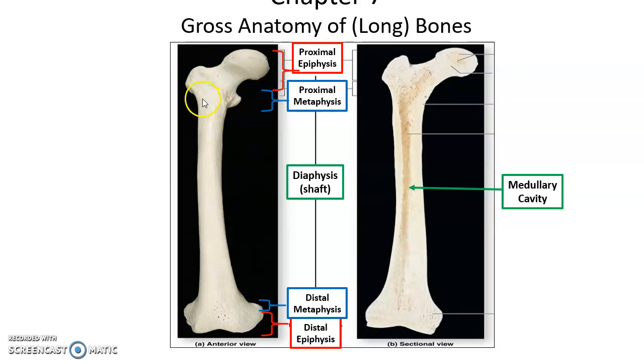You have the proximal metaphysis. Then you have the diaphysis, which is the long shaft of the long bone. Then you have a distal metaphysis, followed by the distal epiphysis, where, again, you have smooth ends that will form joints. Within the diaphysis, you have the space referred to as the medullary cavity.